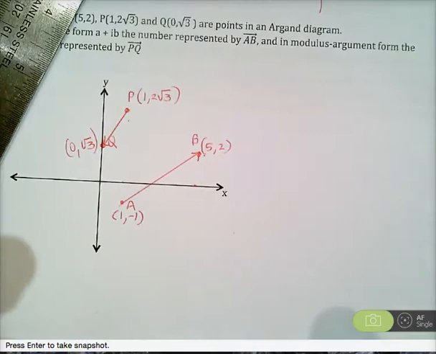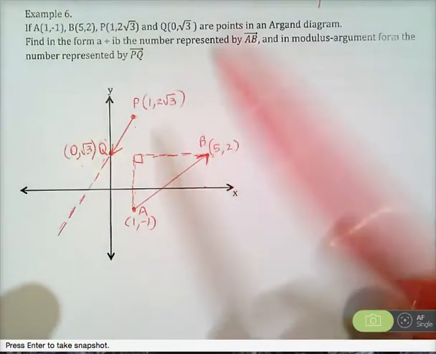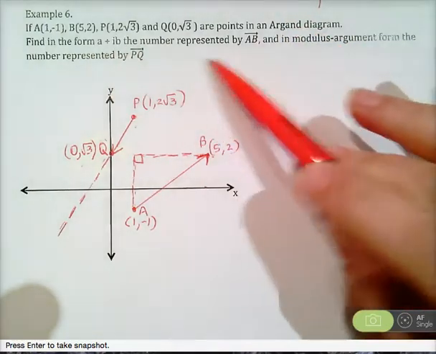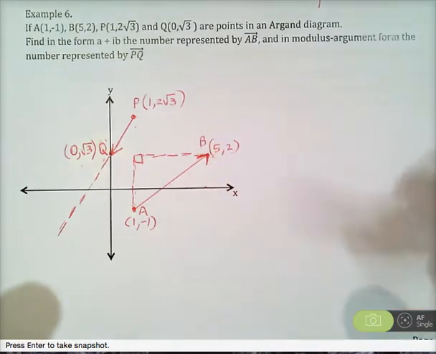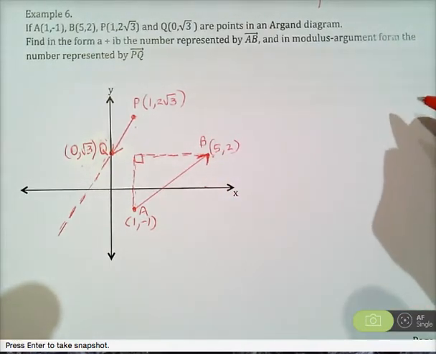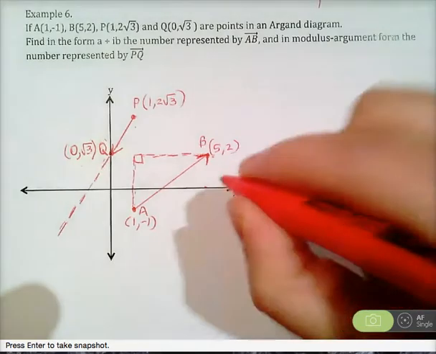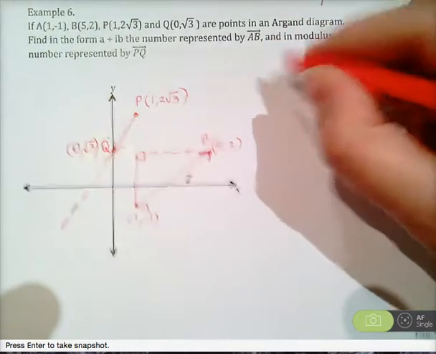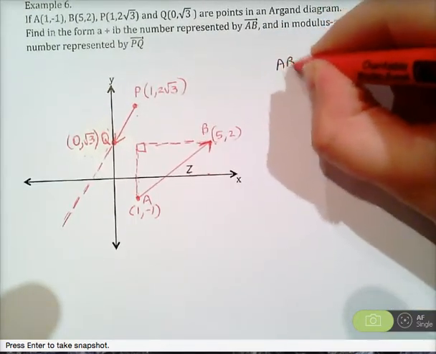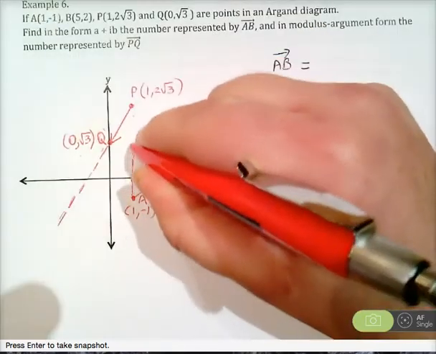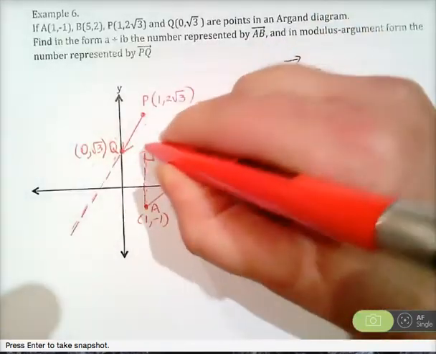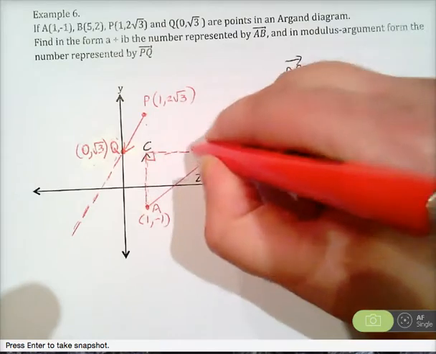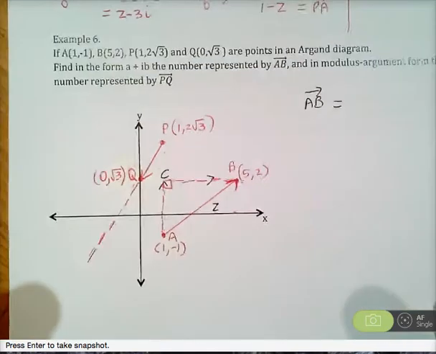Find in the form a plus ib the number represented by the vector AB. Now, if we let AB represent, let's just say z, the complex number z, then we can see by vector addition that AB, and I'll just call this point C, for example, the vector AB is equal to the vector AC plus the vector CB.